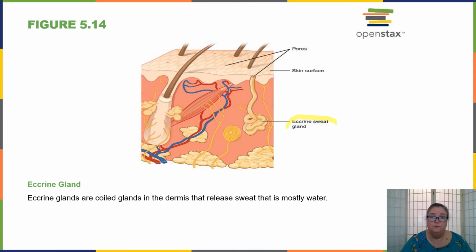The eccrine sweat gland is the type that's on most of our skin that produces a watery sweat that is to reduce the body temperature. The function of the eccrine sweat gland is to reduce the body temperature.